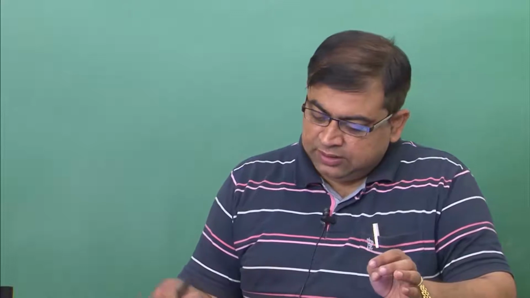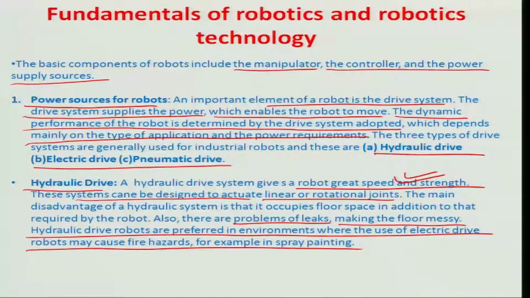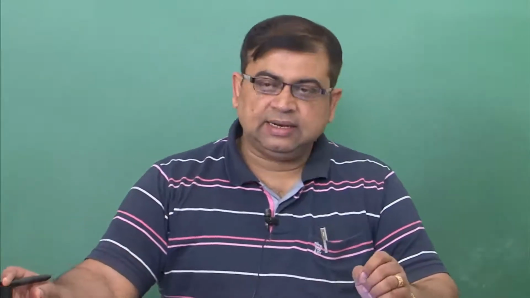So, hydraulic drive robots are preferred in an environment where the use of electric drive robots may cause fire hazards. For example, when we are talking about spray painting in a paint shop in an automotive plant, obviously there is going to be paint thinner which is very highly inflammable and also volatile. So, there you cannot afford to have an electrical hazard, fire hazard. So, there is a typical application where you can deploy a hydraulic drive robot.